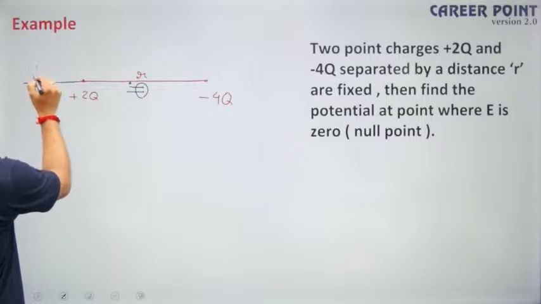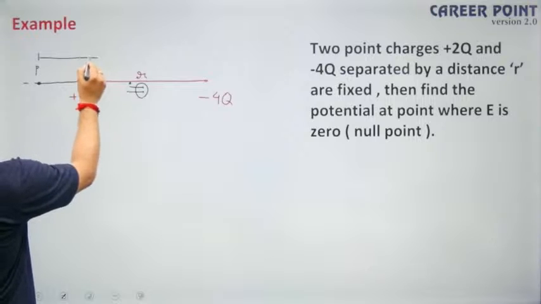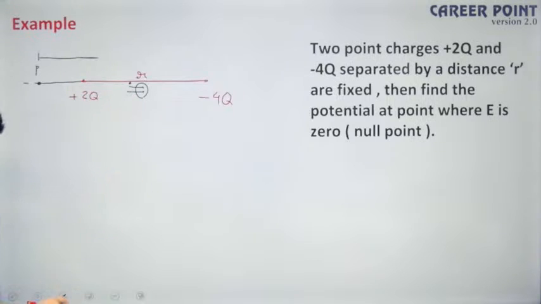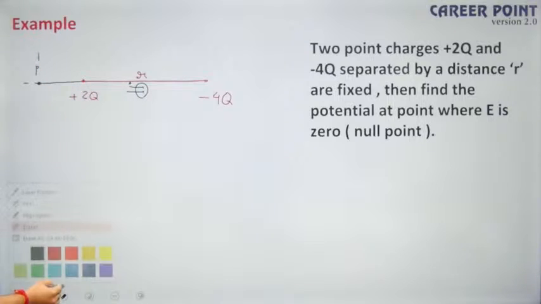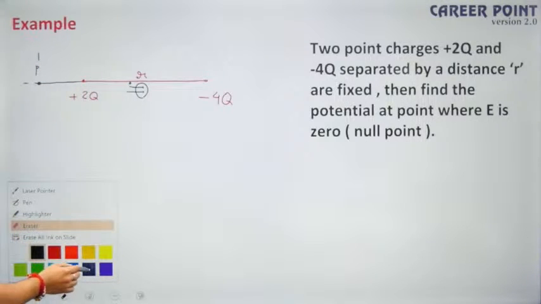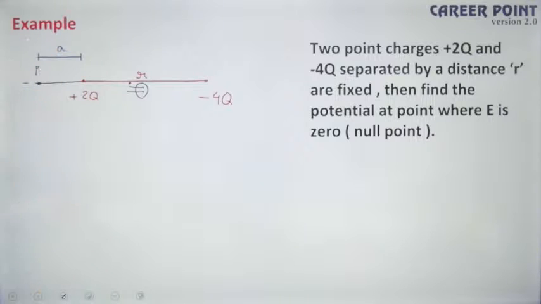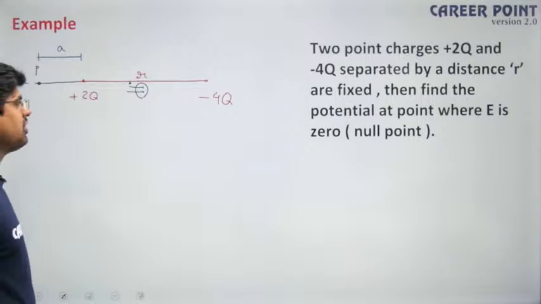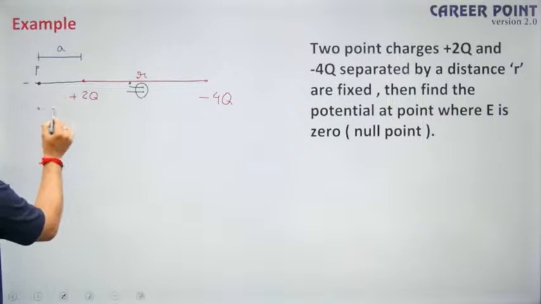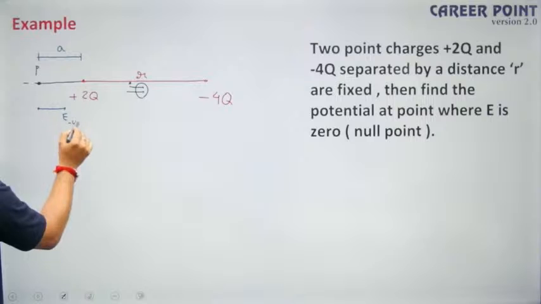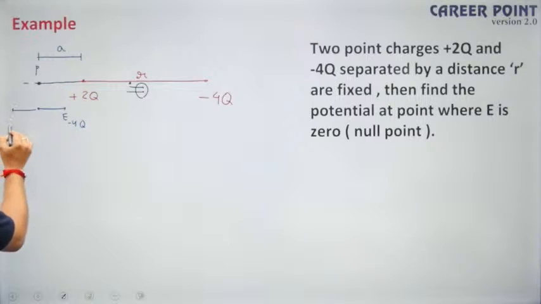Let's say this point is at a small a distance away from plus 2q. Now if you ask me what will be the direction of electric field due to minus 4q at P, it will be towards minus 4q. So electric field due to minus 4q is in this direction. Electric field due to plus 2q at point P will be in this direction.